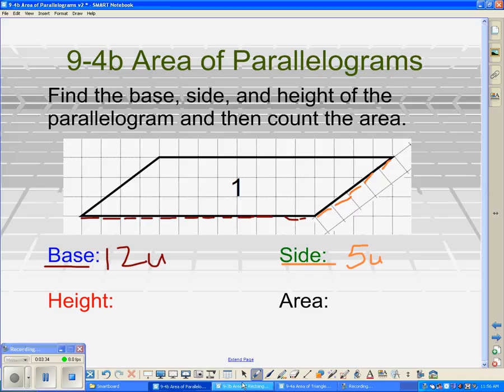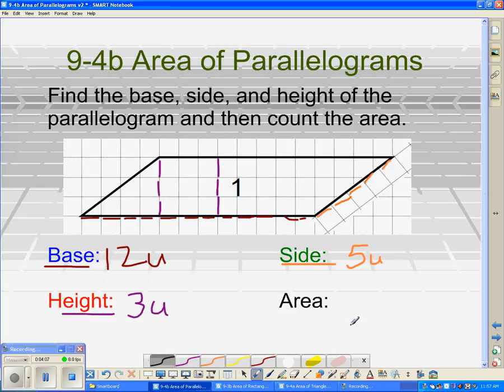The last dimension we're going to find is the height. And the height, keep in mind, must be the perpendicular distance between two bases. Anywhere we can find the perpendicular distance is fine to count the height. You can see here I've got 1, 2, 3 units as the height of the parallelogram, but I'd get the same number if I counted the perpendicular distance here, where I'd have 1, 2, 3 units. So anywhere I'm counting that height, I should find the same value.